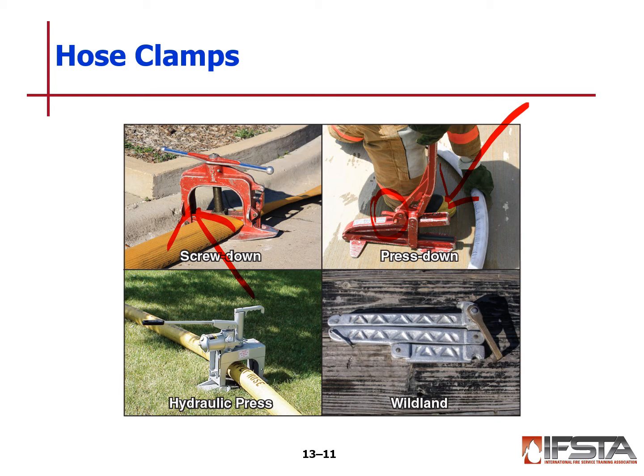And the last one on our list is this little guy right here, and that's a wildland hose clamp. Typically the hose that we're clamping for wildland is not as high pressure. It's mop-up hose. A lot of times it's no bigger than a garden hose.